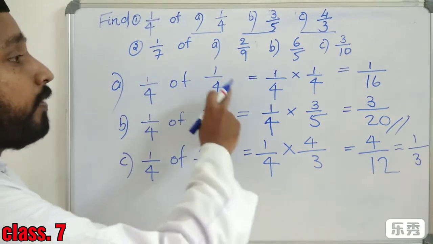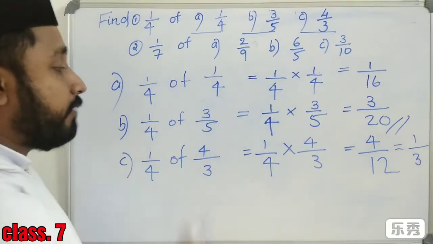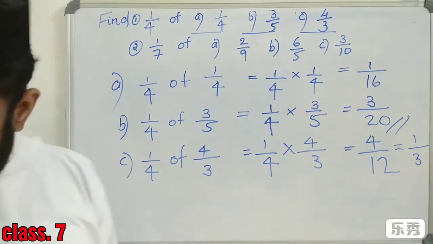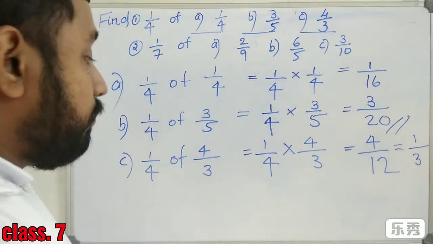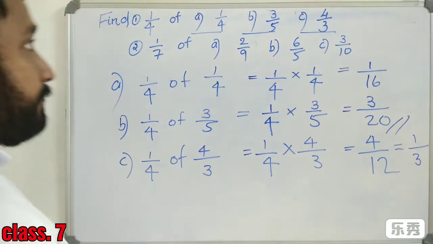So 1 by 4 of 1 by 4 is 1 by 16. 1 by 4 of 3 by 5 is equal to 3 by 20. 1 by 4 of 4 by 3 is equal to 4 by 12, which is equal to 1 by 3.